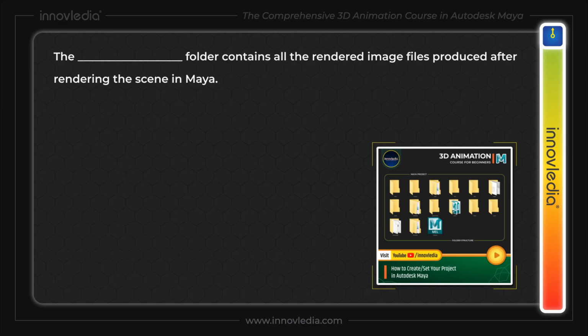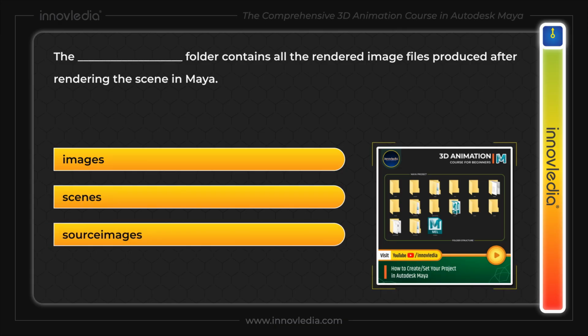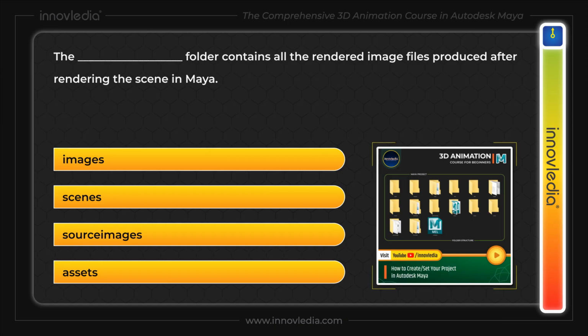The dash folder contains all the rendered image files produced after rendering the scene in Maya. The options are images, scenes, source images, assets. Your time starts now. And the correct answer is images.